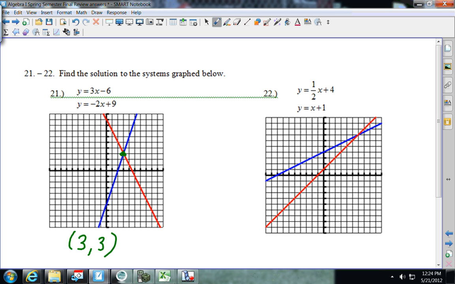Look at number 22. What's the solution to this one? Well, I always put a big dot on my solution right here. It is 1, 2, 3, 4, 5, 6 over and up 1, 2, 3, 4, 5, 6, 7. So it's 6, 7. To the right 6 and up 7.